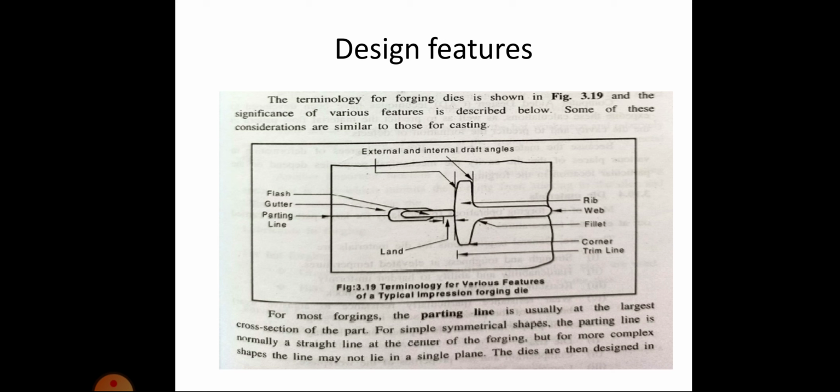Some of these considerations are similar to those for casting. For most forgings, the parting line is usually at the largest cross section of the part. For simple symmetrical shapes, the parting line is normally a straight line at the center of the forging, but for more complex shapes, the line may not lie in a single plane. The dies are then designed accordingly.